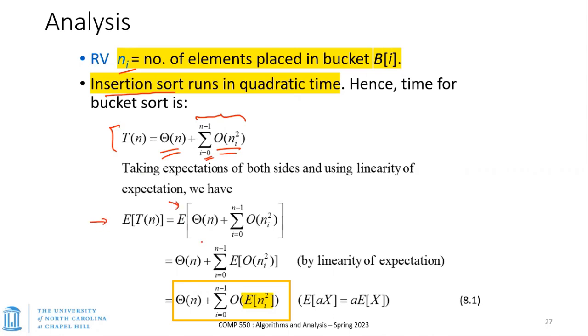Expectations, as you know, are linear. Expectation of x times the probability of x, so it's linear in x. So you can always apply linearity. So you can take these brackets out. You can say expected value of theta of n is still theta of n. Expected value of this, you've got a summation over here, so you can pull the expected inside that summation. Okay, and so you essentially got the following equation, which we need to figure out.